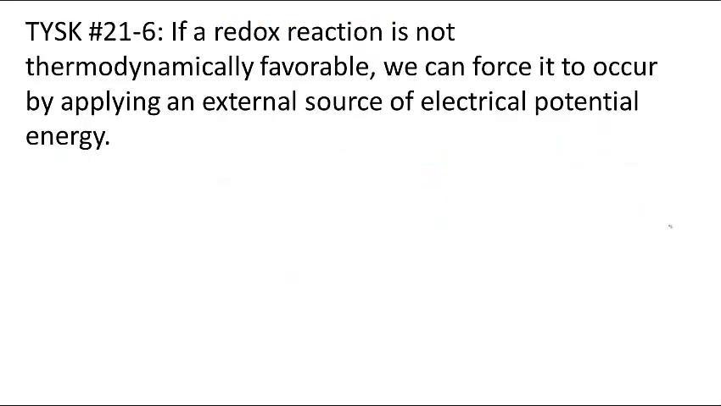All right. So if a redox reaction is not thermodynamically favorable, we can force it to occur by applying an external source of electrical potential energy. This is when E naught is less than 0. So delta G is greater than 0. This was on your test. No, exactly. This was exactly on your test.